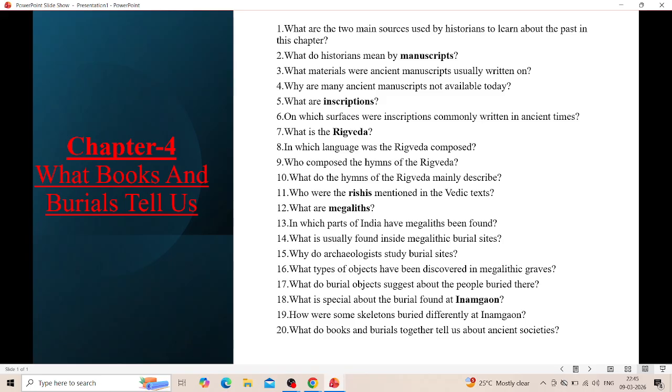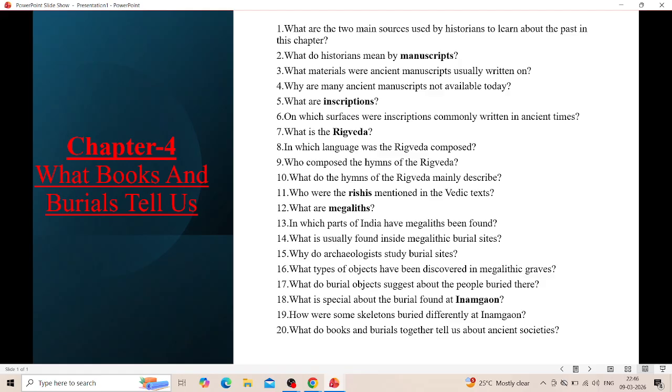What are the two main sources used by historians to learn about the past in this chapter? The two main sources used by historians to learn about the past in this chapter are books and burials. In the books, manuscripts and inscriptions. What do historians mean by manuscripts? Manuscripts are ancient books written by hand.